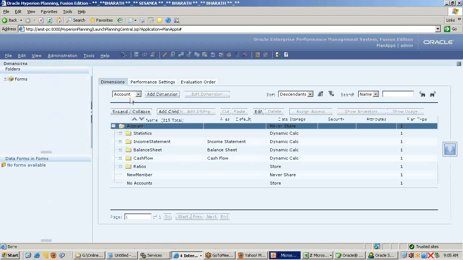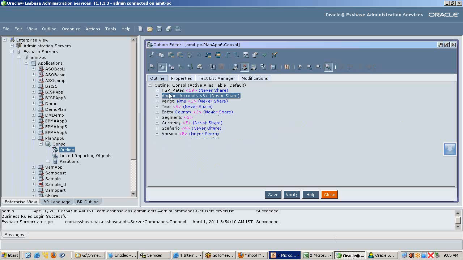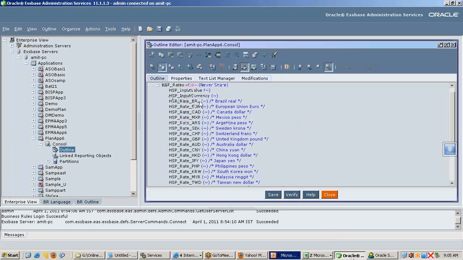We have got a dedicated dimension, let's see over here, called HSP rate. For all currencies we have different rates. Now what is that? When you perform currency conversion, there are 3 components.